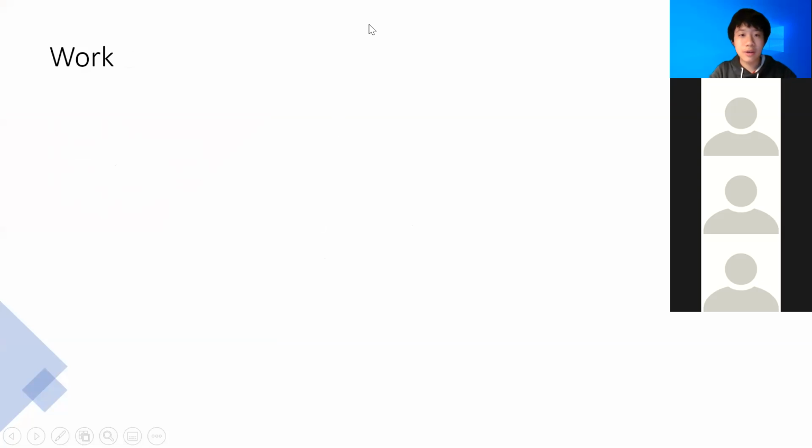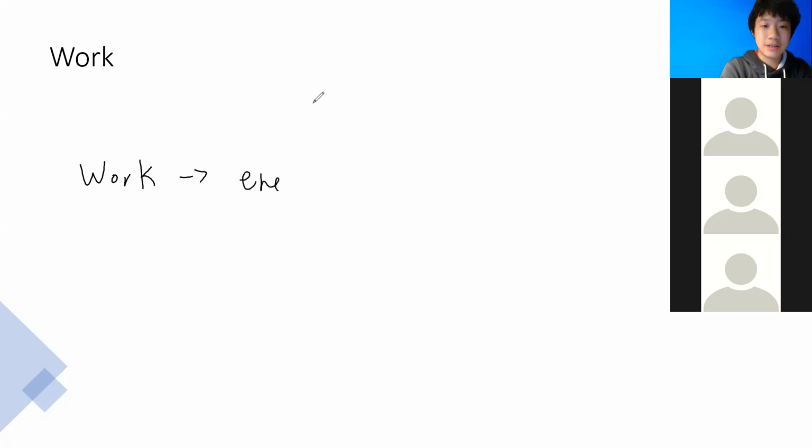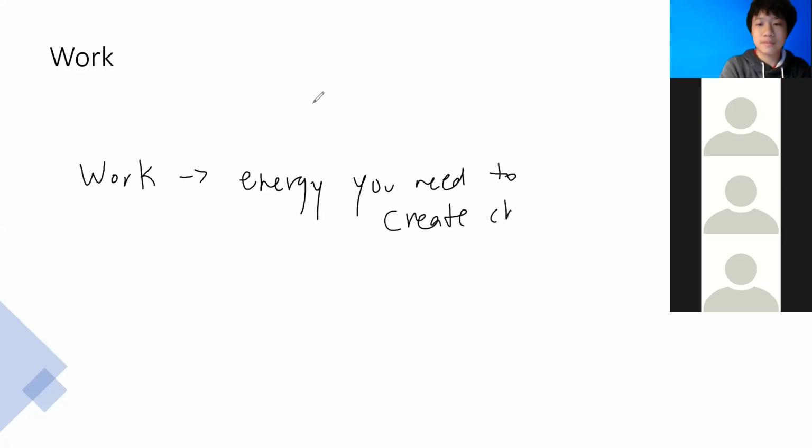So work. What is work? Well, we do work in our daily lives, right? I do my homework. We do work in school. We do work in the office. But in physics, that's not the kind of work we're dealing with. The actual definition of work in physics is the energy you need to create change. Work is the amount of energy you need to create change in the universe.